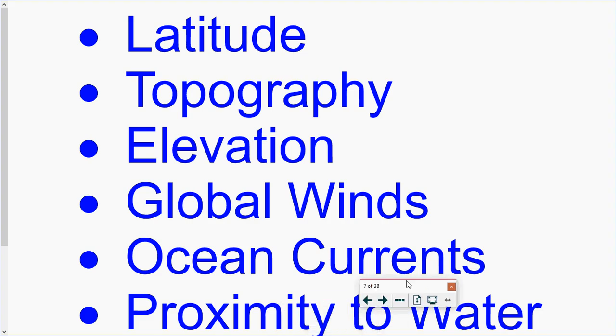These are the 6 climate factors that we're going to go over. Some of them are a little easier to understand than others. But when looking at a region, you can apply all 6 climate factors to that region and get a pretty good picture of what it's like there climate-wise.